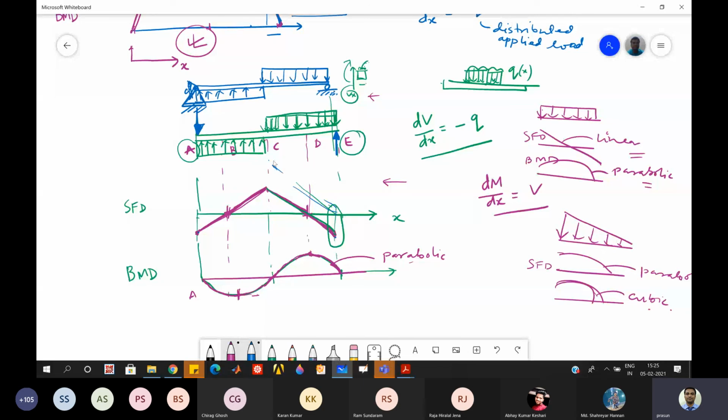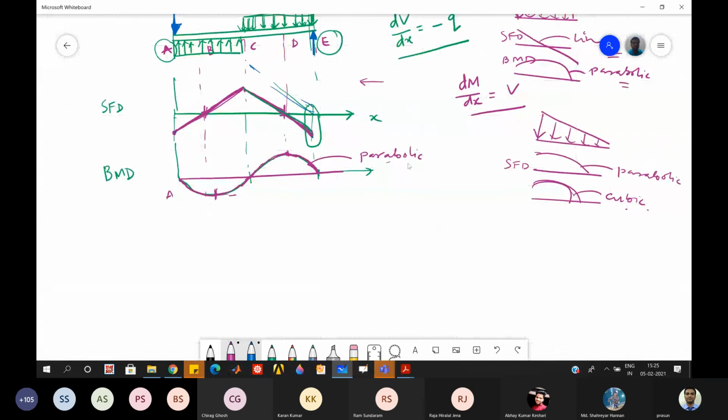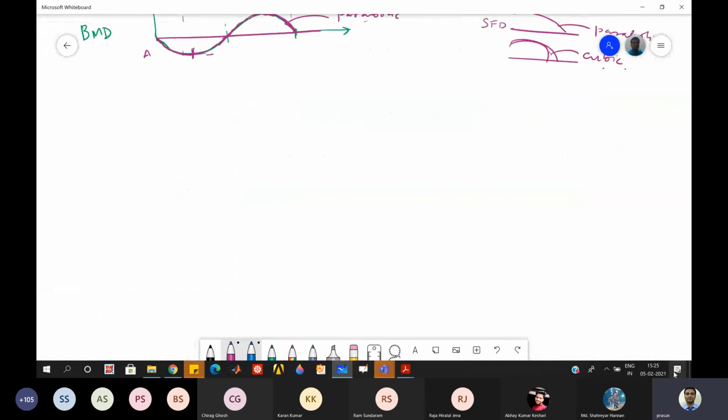So this way you can try to draw other possible diagrams. If I have some time, maybe I can discuss this one more.